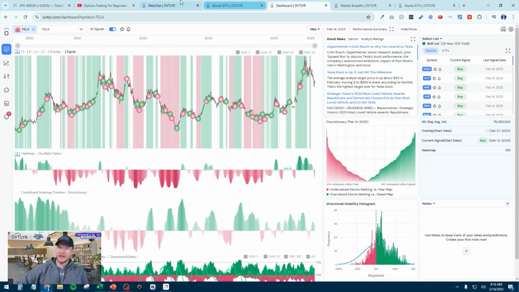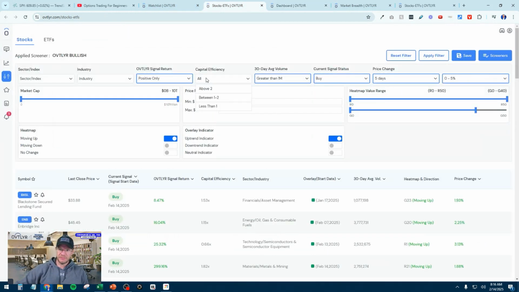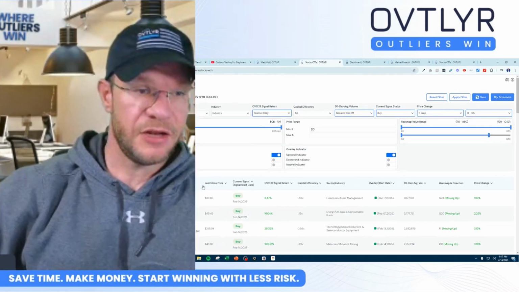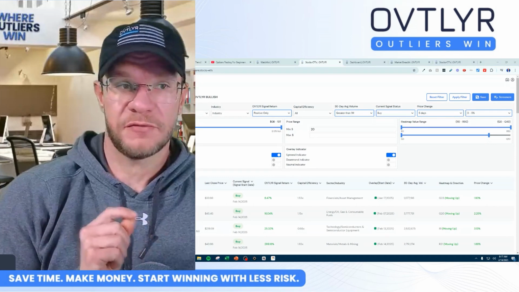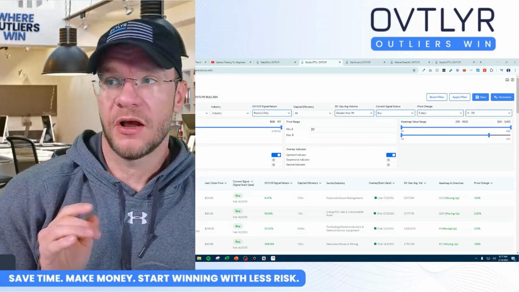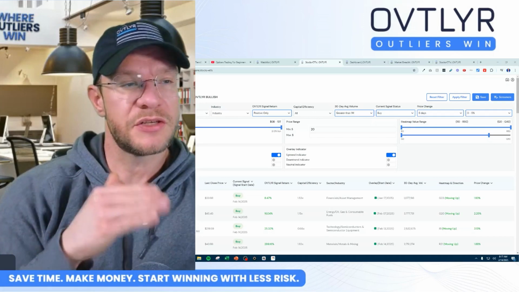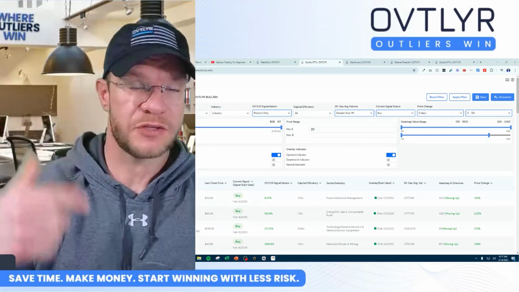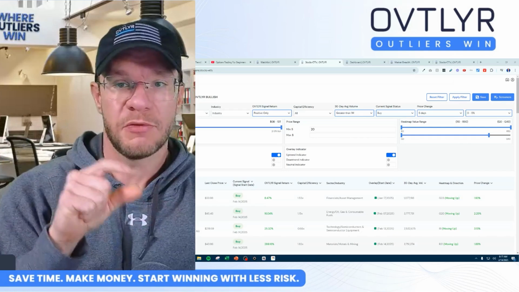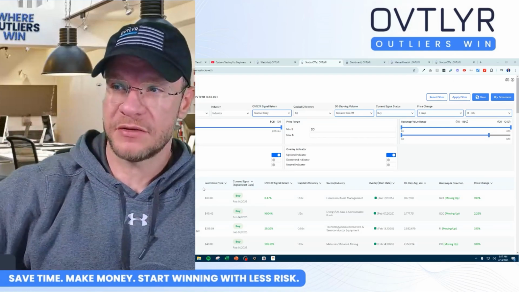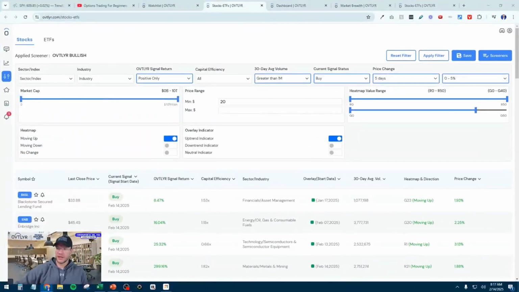So I explain all that to say, if you want a high capital efficiency, you can drop it in right here. I like lots of liquidity. That is so important to me. So greater than $1 million, current signal having a buy versus a sell, obviously. Price change. This is something we implemented in November, after November was my first losing month for the whole year. And that is a 0 to 5% move because I don't want the outlier move to already have started and trying to catch up with it. I'm trying to get in before the outlier move takes off. So that's a new change that I put in just in November.